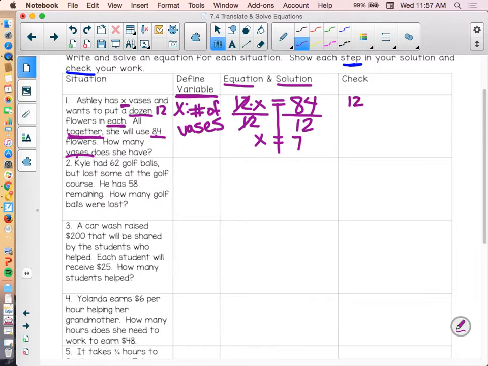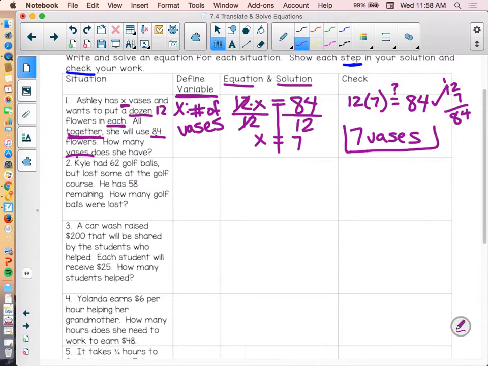To check, you need to go back and make sure that it makes sense. If I do 12 times 7, again, I'm just going back to this equation I wrote, does it equal 84? And you could even put a question mark here to ask yourself that. And if I multiply it out, 12 times 7, yes, it equals 84, so I write a check mark. I would also like you to write your final answer, 7 vases, in this box. And you can box up your final answer. That makes sense.